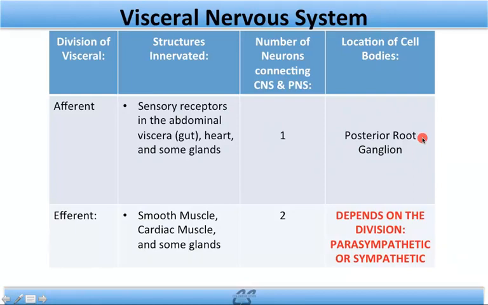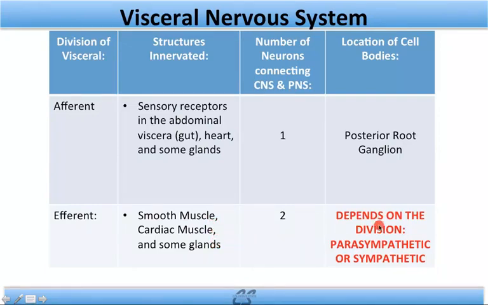The big difference becomes when we want to affect change, when we want to activate something. That is going to require two neurons between spinal cord and the structure that's going to need the change, the structure that's being activated. Maybe it's smooth muscle, maybe it's cardiac muscle, or maybe it's a gland. There will be two neurons between spinal cord and one of these effectors, one of these things that are affected.